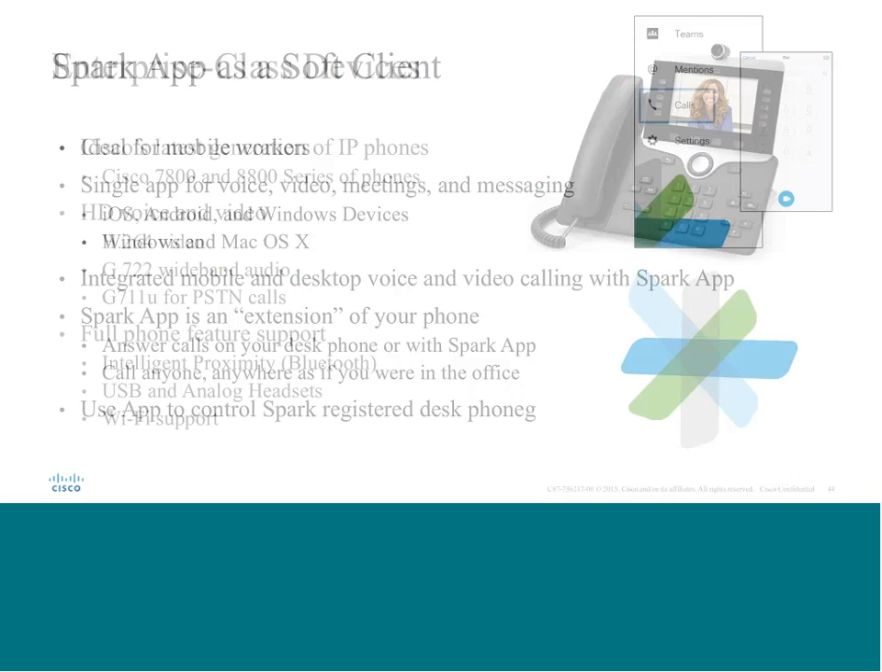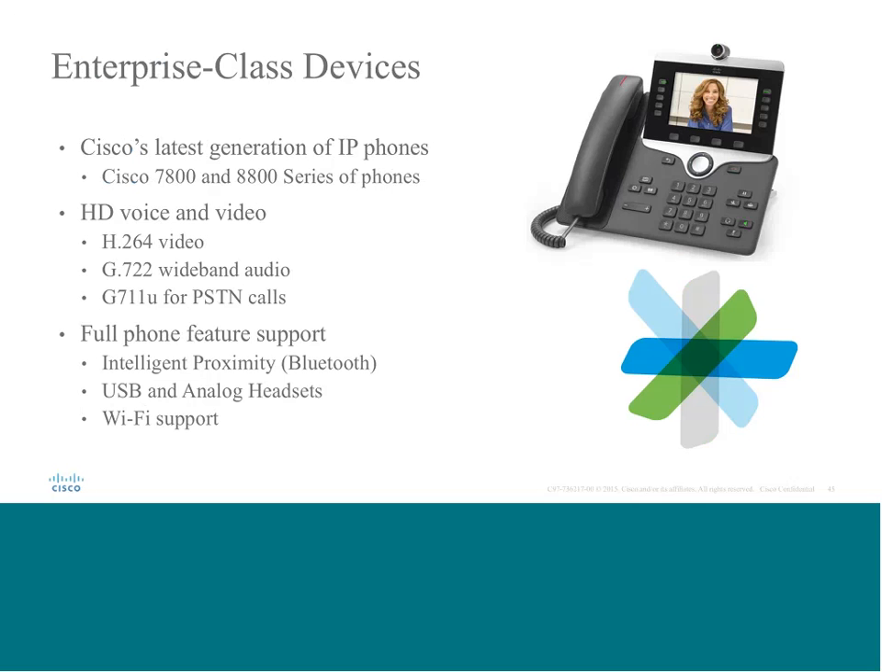Or you can use a desk phone, right? So Cisco's latest generation of IP phones, the 7800 and 8800 series phones, are supported, including the 8845 and 65 video phone pictured here. So both voice-only phones as well as video phones, with full phone feature support for intelligent proximity, USB analog headsets, as well as Wi-Fi support.